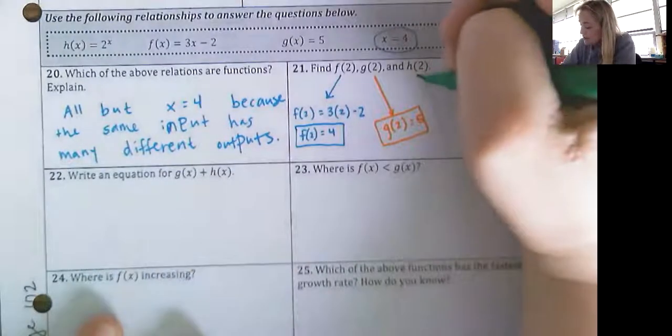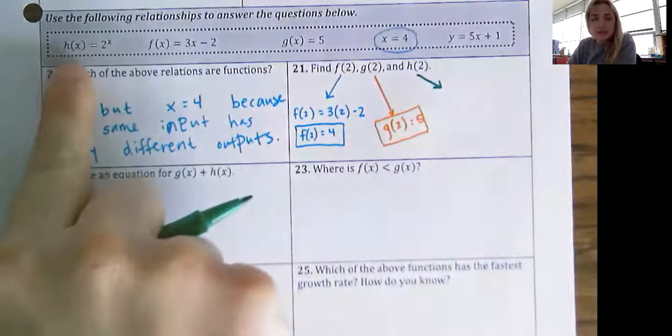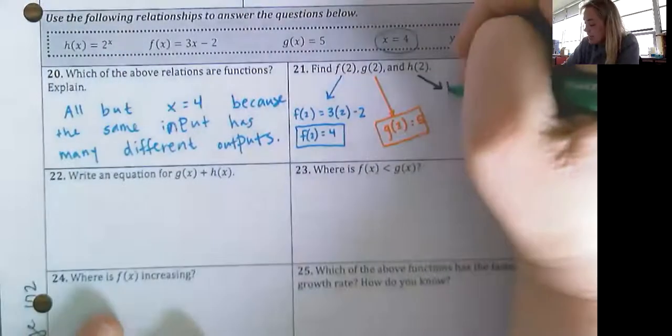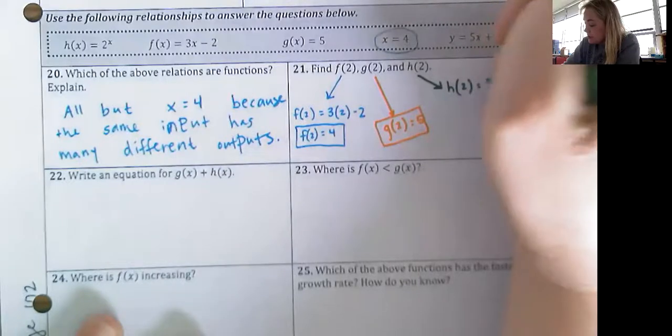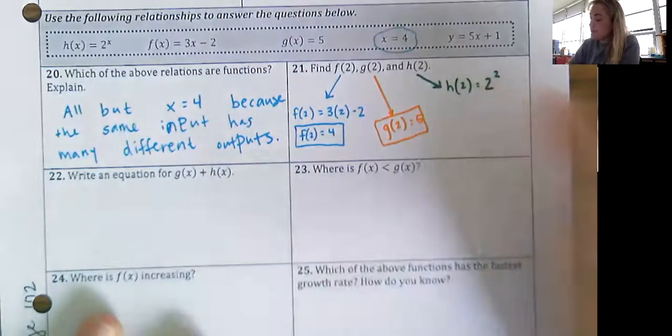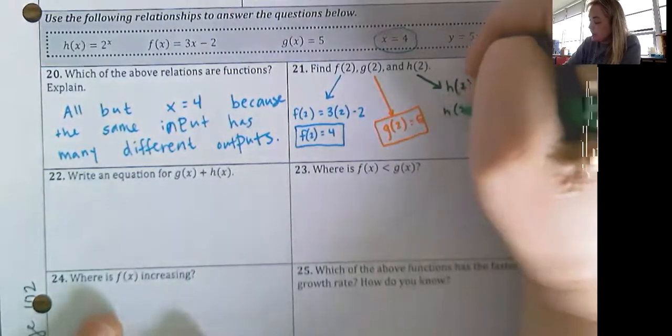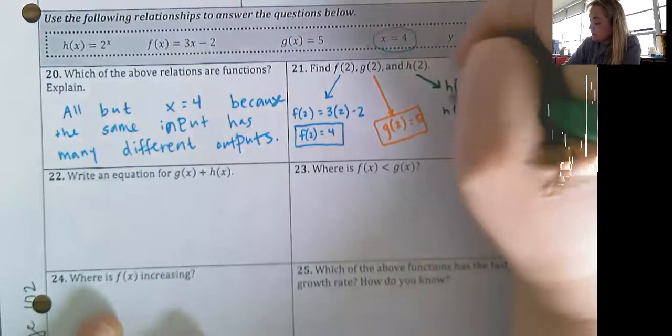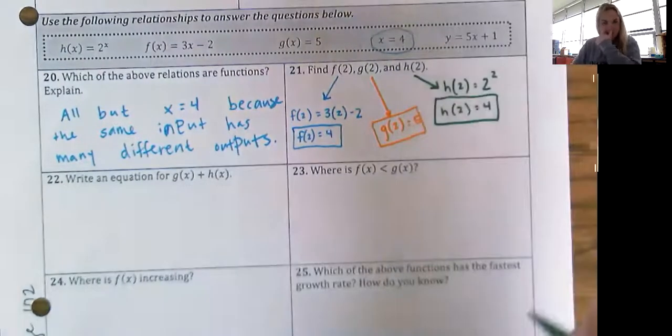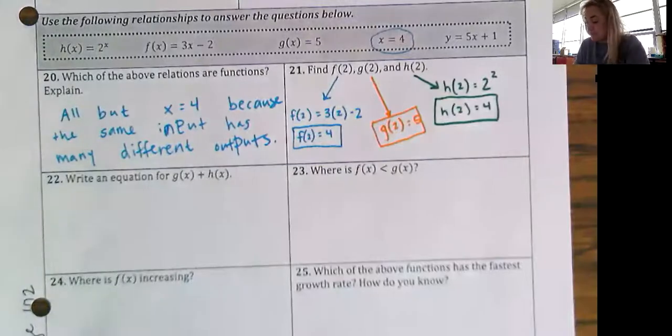Okay, h of 2, the equation was right here. It was 2 to the power of x. So I'd say h of 2 equals 2 to the power of 2. And I know 2 squared would give me h of 2 equals 4. And those are my 3 answers. That's all I'm doing there.